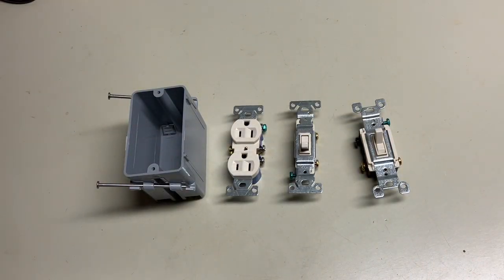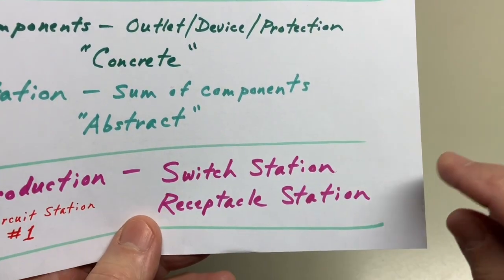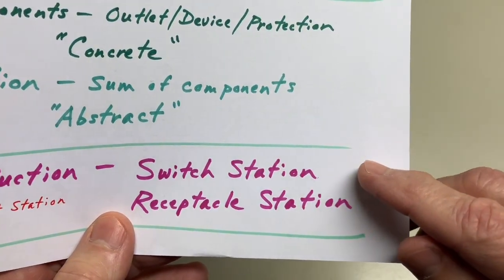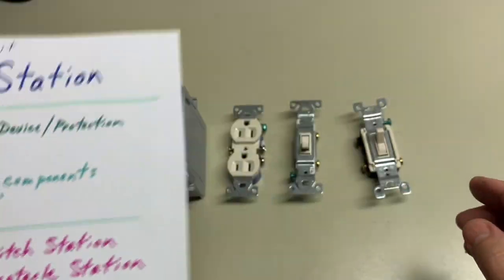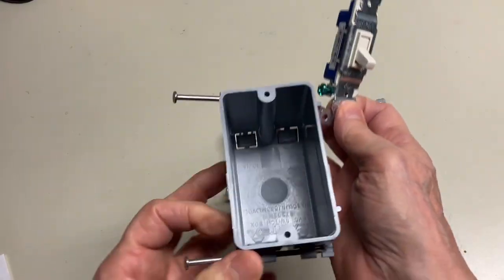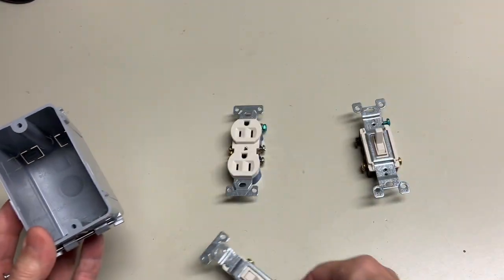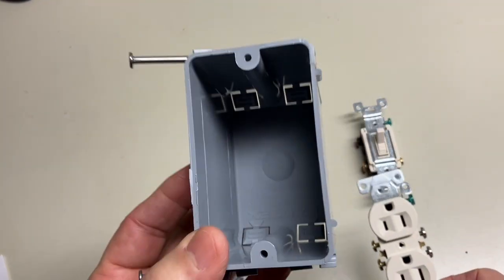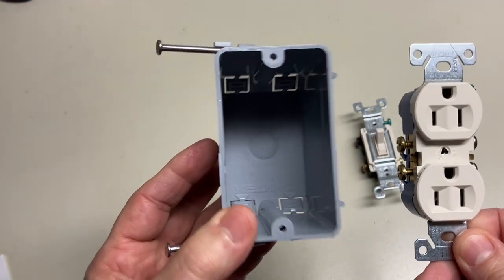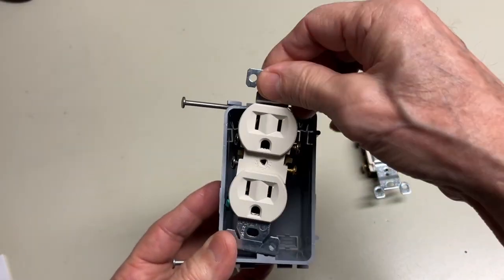Okay, so in that first introduction video, I talked about only 2 stations, the switch station and a receptacle station. So I covered this would be the outlet, and this would be the device, right? And this would be the outlet, the actual physical concrete thing. And here would be your device.